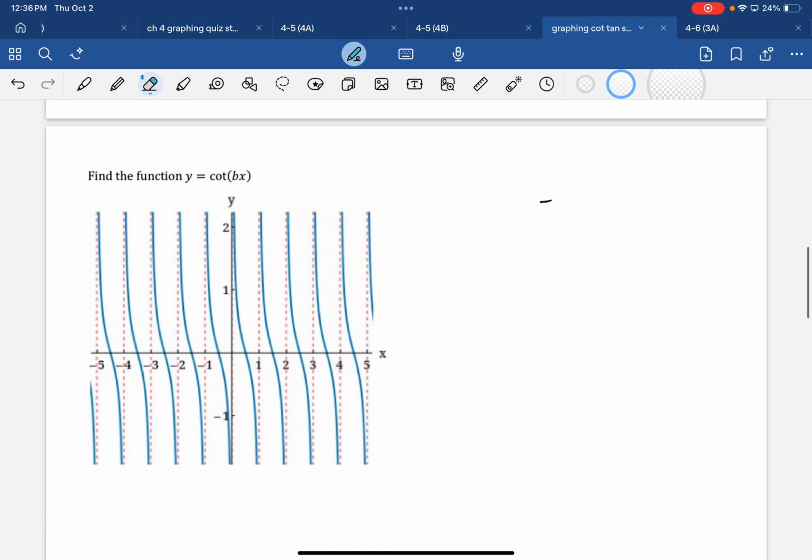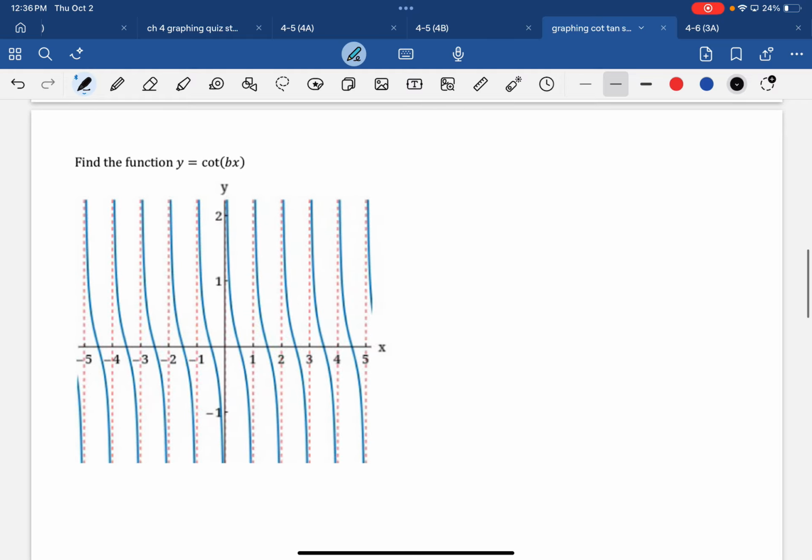Nobody saw this. All right, so what is our period here for this graph? 1, thank you. Why am I always wrong? I don't know.